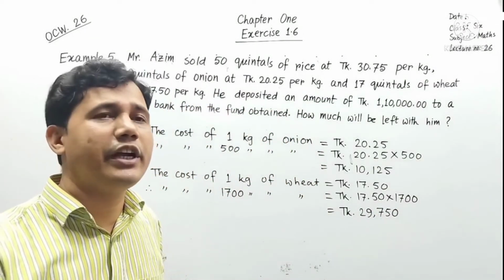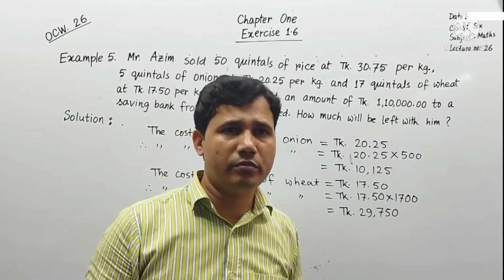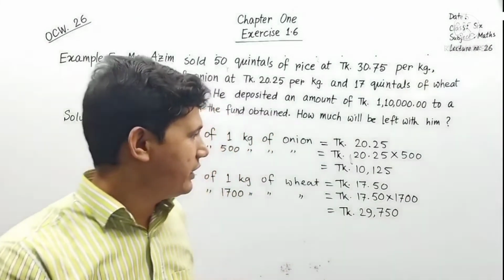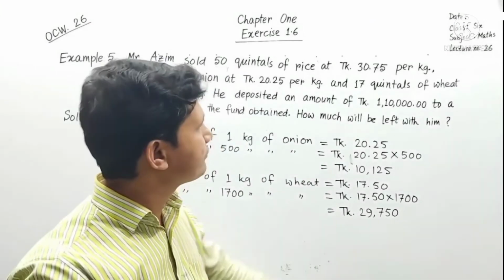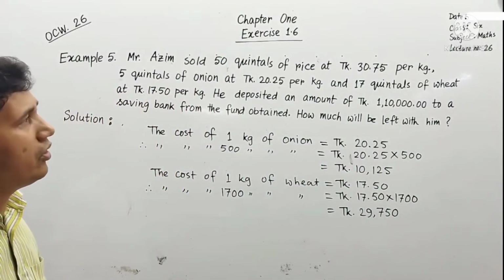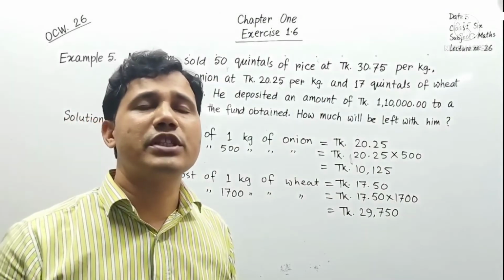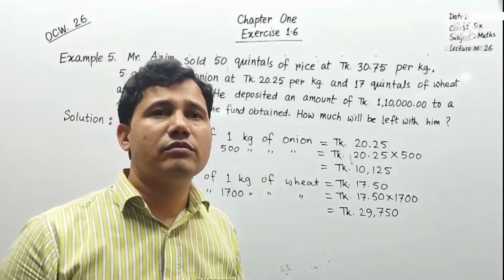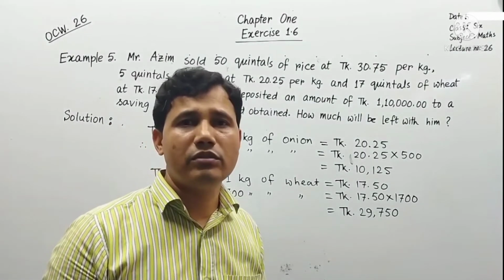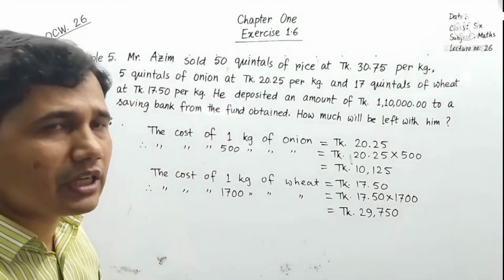Okay, after the decimal point, no need to write 2 zeros. If you write, it will not be a problem. This is the cost of rice, onion and wheat. It's the selling price of Mr. Azim. Now, what is the total amount? You will add all the amounts now.